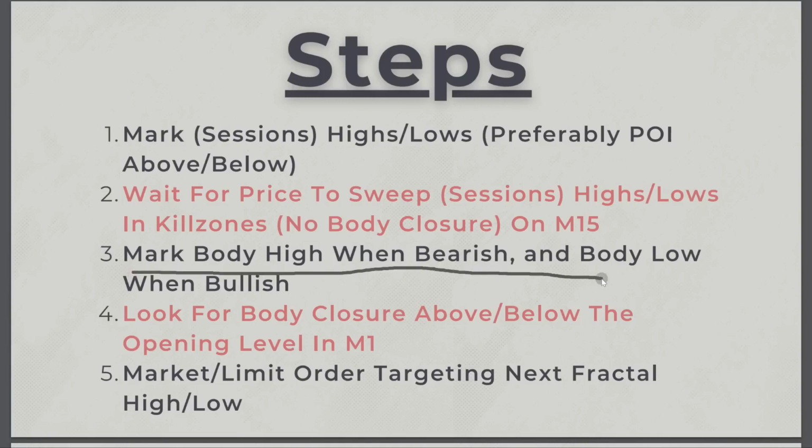So mark the body high when bearish, and body low when bullish. So what we are focusing on is not the wicks. The wicks confirm that we have maybe a rejection, but then the bodies tell me where to go long from or to go short from. So we're going to be marking body high when bearish, and body low when bullish.